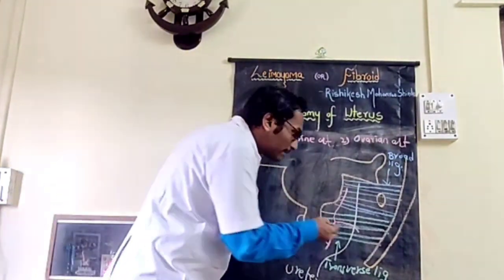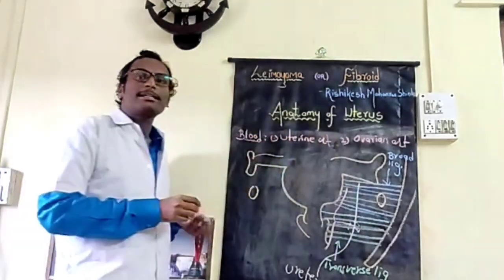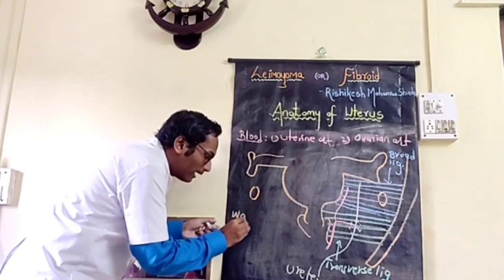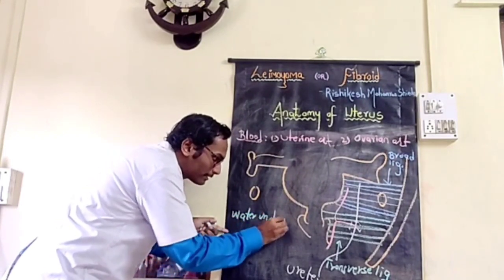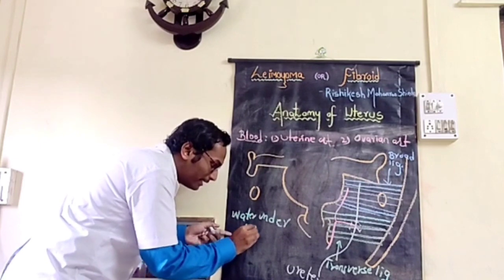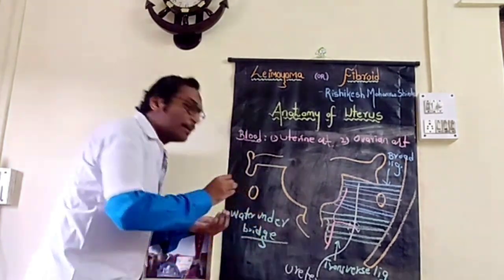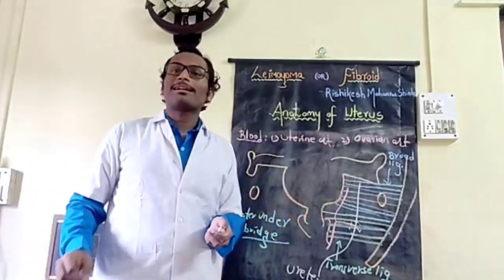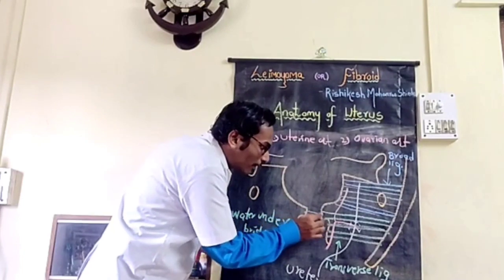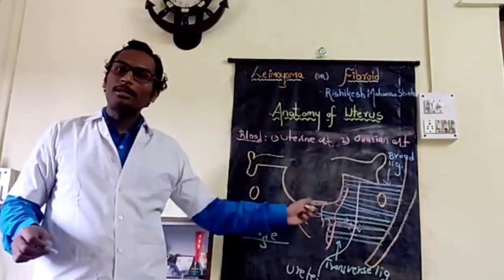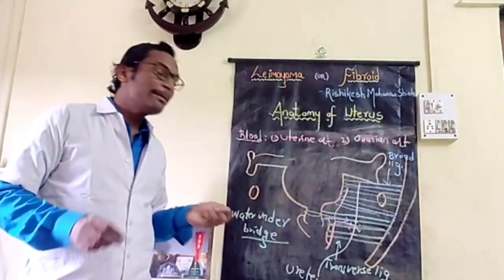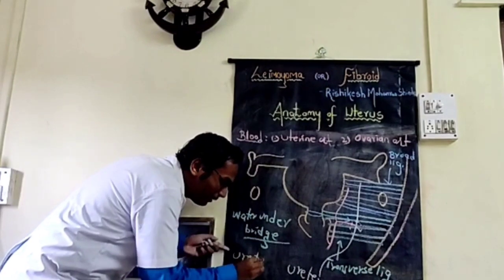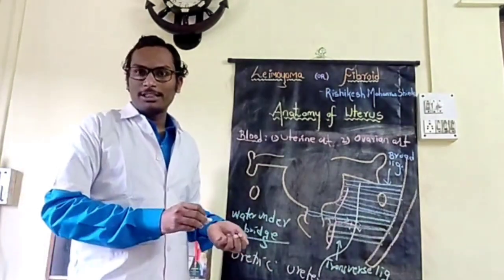So this point of interest is where the uterine artery crosses over the ureter. This point is called water under the bridge. Why is this important for us to know? Because this point, water under the bridge, is 2 centimeter lateral to the internal os, which is one of the most common points of ureteric injury during hysterectomy procedures.